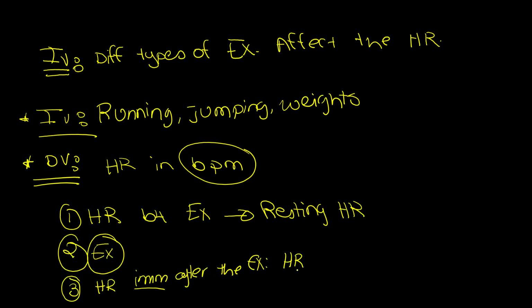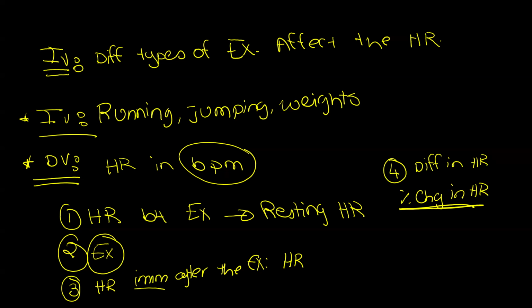And then what do I do? Step number four, I will measure the difference in heart rate, or better still, the percentage change in heart rate. Who will tell me how do I calculate the percentage change in heart rate? Final minus the initial heart rate over initial times 100. Excellent. The final heart rate minus starting heart rate over the starting heart rate times 100.